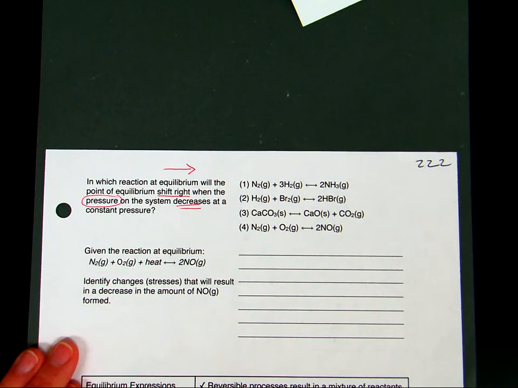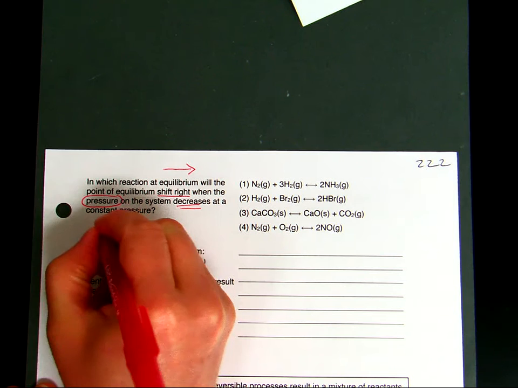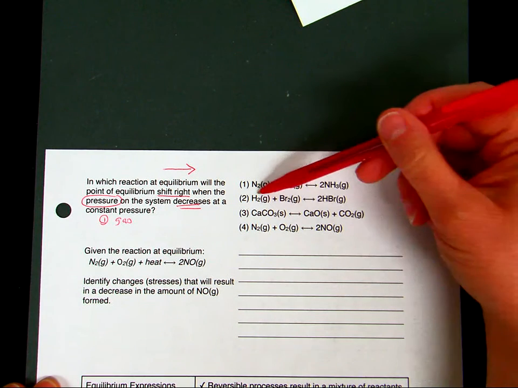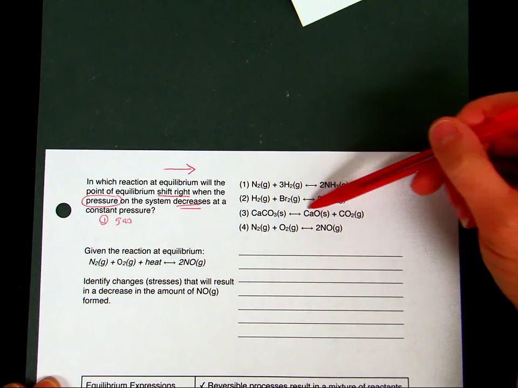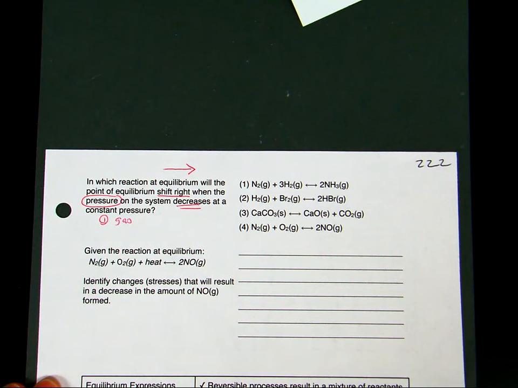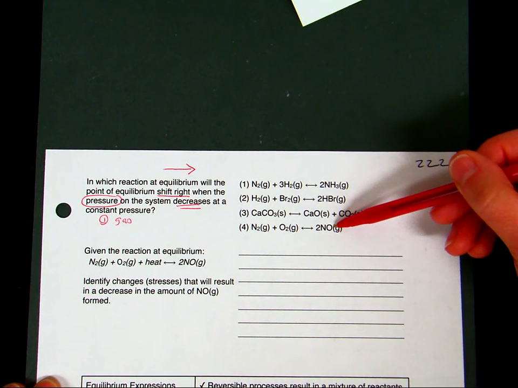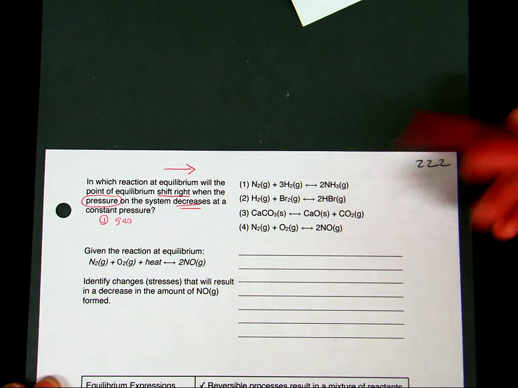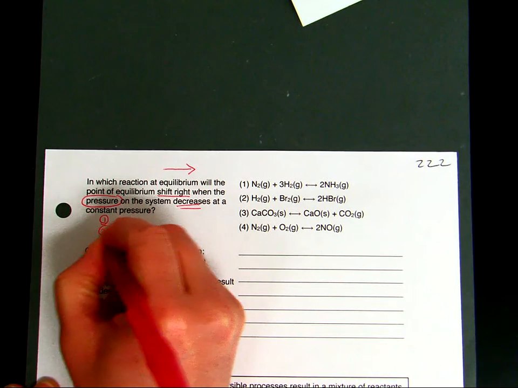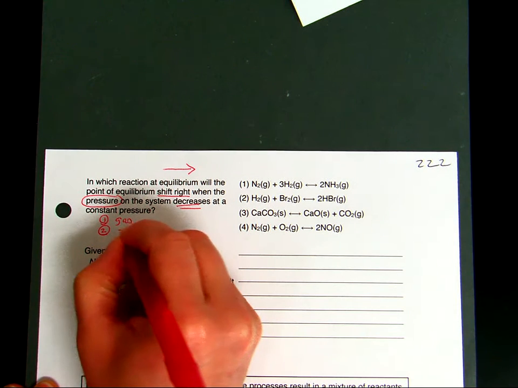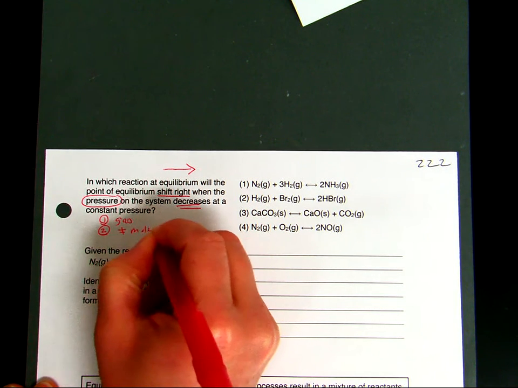We have two criteria for pressure to be a stress. Number one, there has to be at least one gas present in the reaction. When we look through all of our reactions, every single one of them has a gas present, so every response meets the first criteria. The second criteria is that you have to have unequal moles.